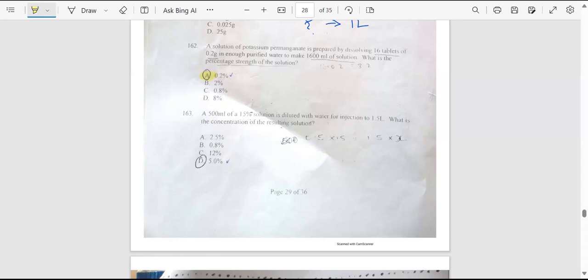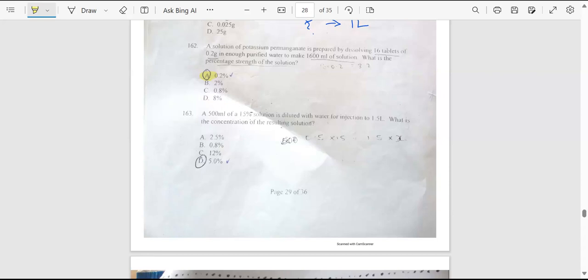I think this question's just direct concentration. You just do concentration by volume. Concentration multiplied by volume is equal to the new concentration diluted to. So it will be 500 times 15 is equal to 1.5 times the concentration we're looking for. So you divide by 1.5.